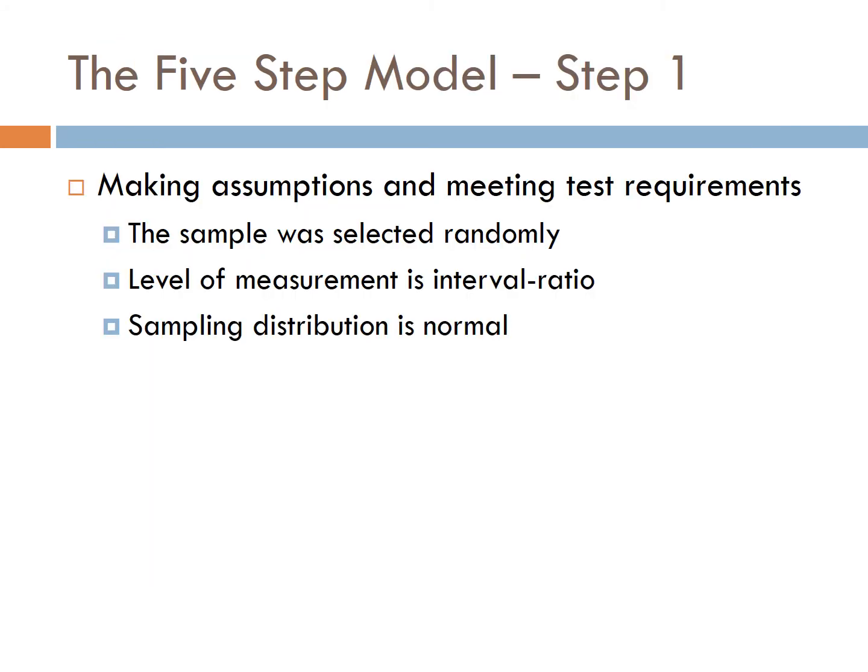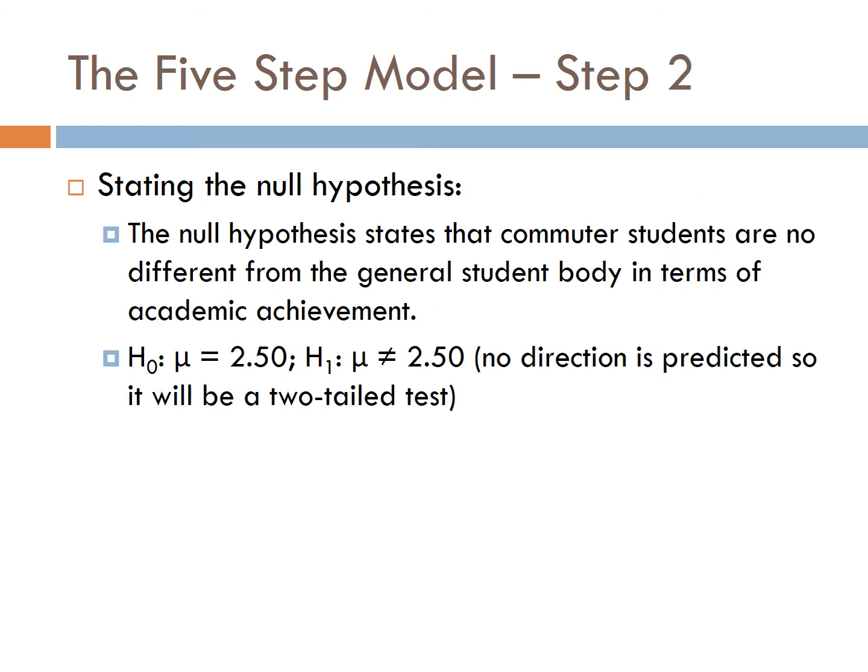So the five-step model again for the t-test. Step 1, we're making assumptions and meeting test requirements. The sample is selected randomly, the level of measurement is interval-ratio, and the sampling distribution is normal. Step 2, the null hypothesis is that there's no relationship between commuter students and the general student body population in academic achievement. The working hypothesis says that there is going to be a relationship between commuter students and academic achievement.